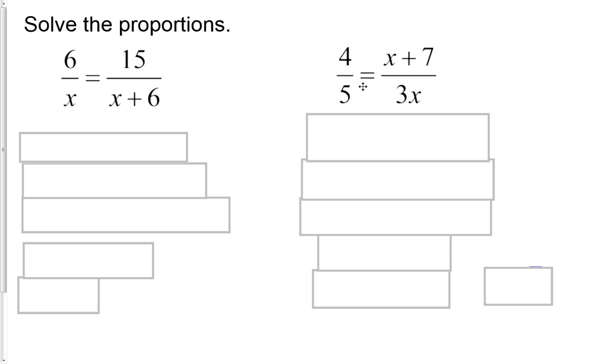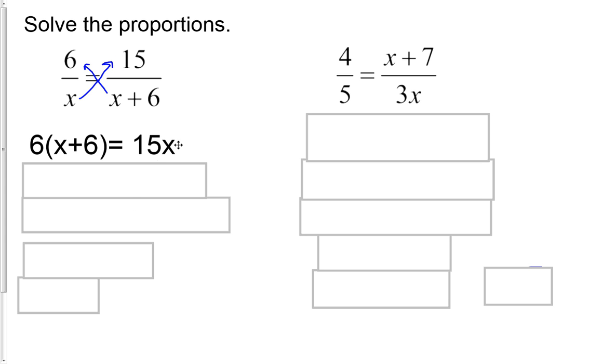Next, we've got 6 over x equals 15 over x plus 6. Again, cross multiplying here. We're going to have 6 times x plus 6 equals 15 times x, or just 15x. This is going to be 6 times x, 6x, plus 6 times 6, 36. So 6x and 36 come from distributing. Don't forget to do that.